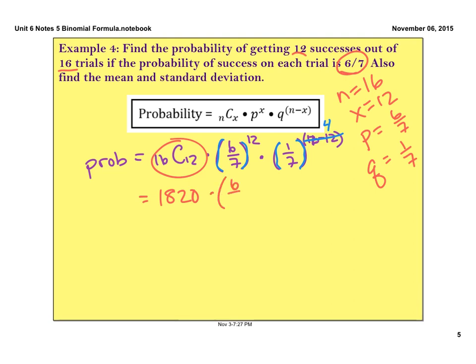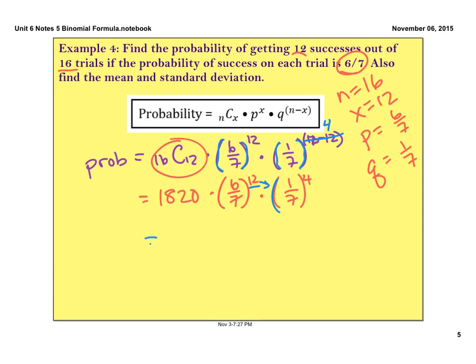Times that 6/7 raised to the 12th times the 1/7 raised to the 4th. All right, now you can go ahead and type all this into your calculator, but again, please, please, please put parentheses around your fractions. That is going to make a huge difference. And then don't forget to arrow out of that power. When you get up here in the 12, you got to arrow down so that you can start the next piece. Open another fraction, 1 out of 7, raised to the 4th.